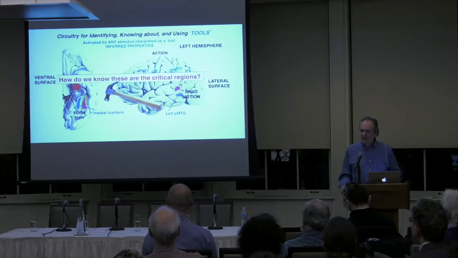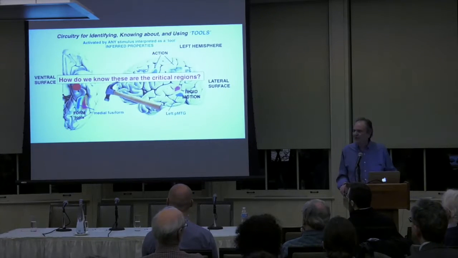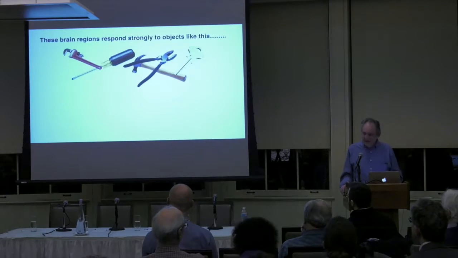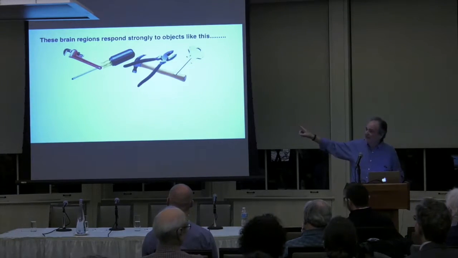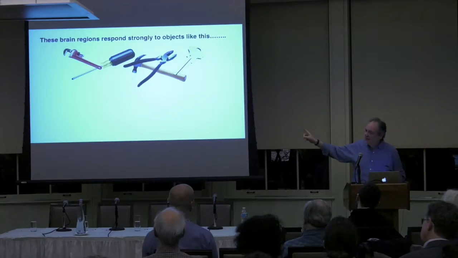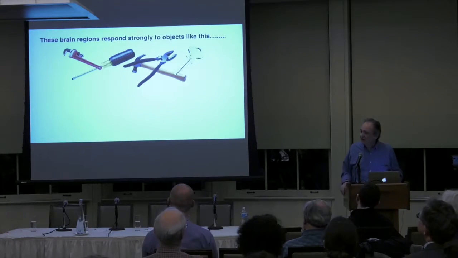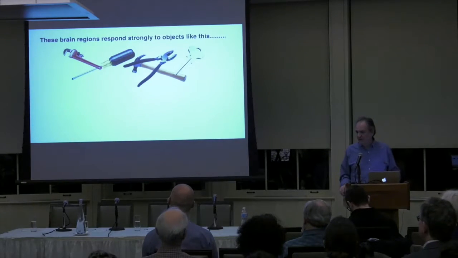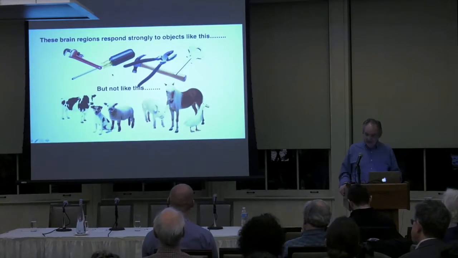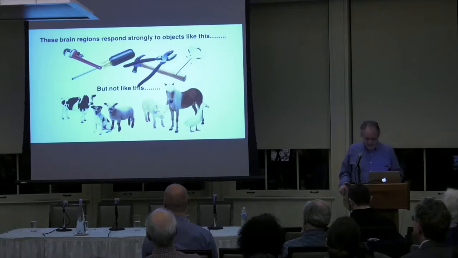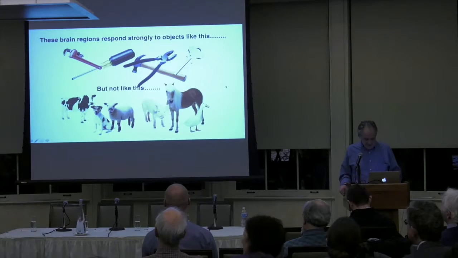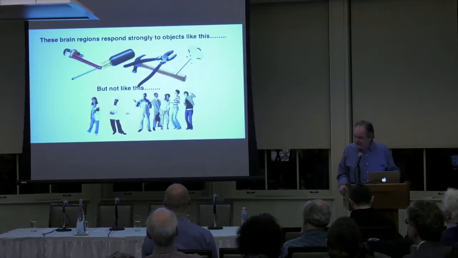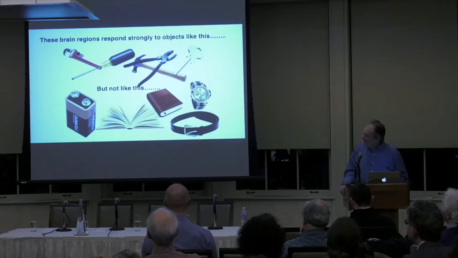Now, how do I make these claims? How do we know this is the case? We know this is the case because when we put people in fMRI scanners and we have them do tasks, naming, remembering, you name it, with objects like this, those areas I just showed you ramp up their activity relative to stuff that looks like this. All right? So they're going to ramp up for the tools, but not objects that look like this, like the animals, or objects that look like this, which is us, people, and even objects that look like this.